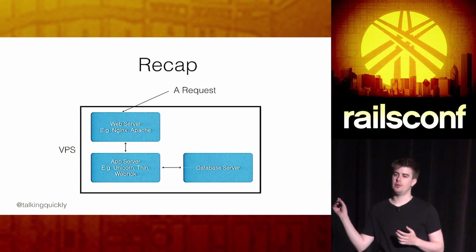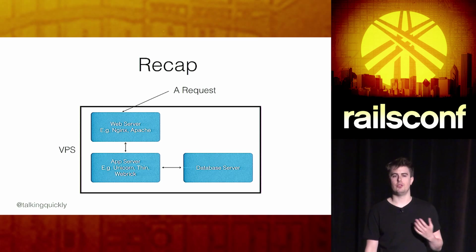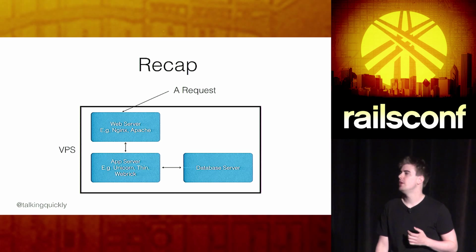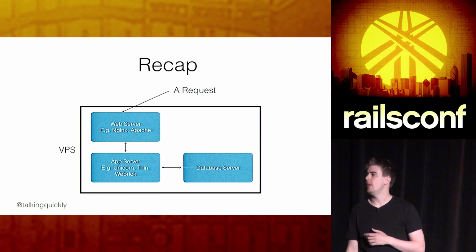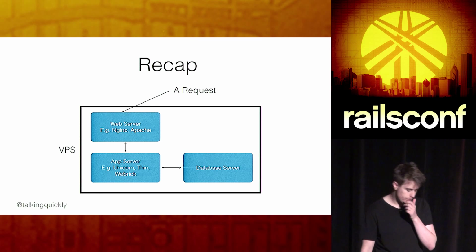So to recap, a request comes in, and it hits our web server, probably nginx or Apache. If it's for a static file, the web server deals with it. If it's for part of our Rails application, it gets passed back to the app server, which is basically Rails S. And the app server may communicate with the database server, read some data, write some data. And then the app server constructs a response, sends it back to the web server, which serves it to the user.